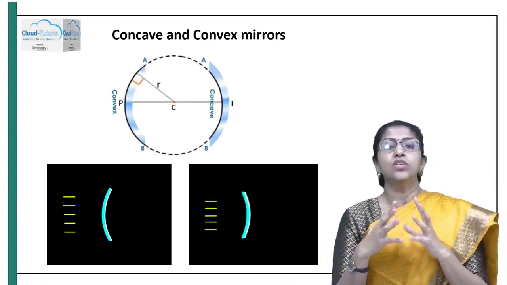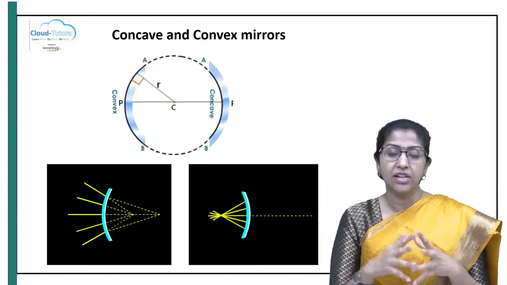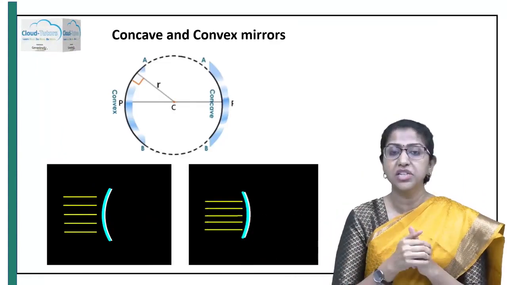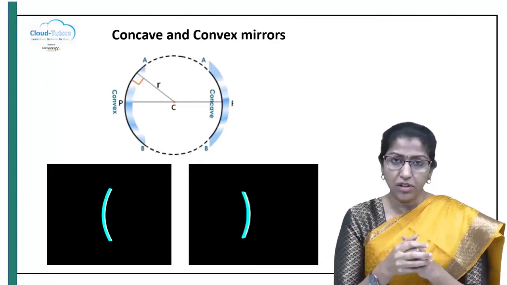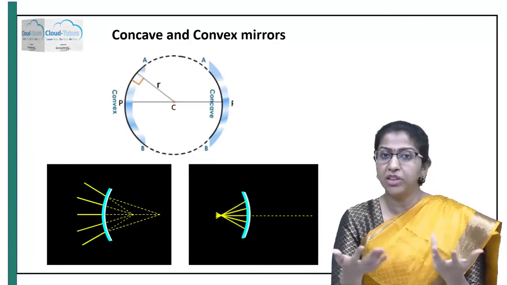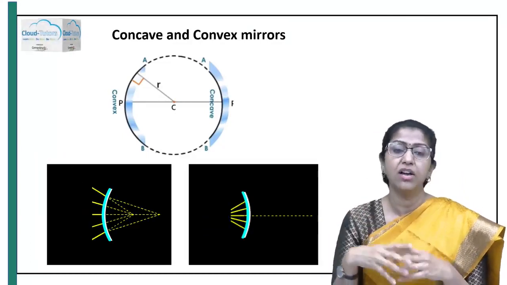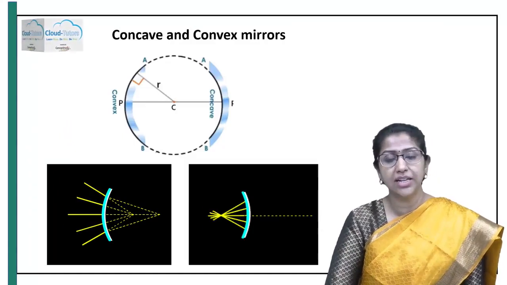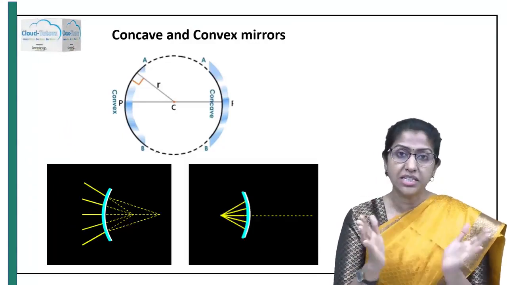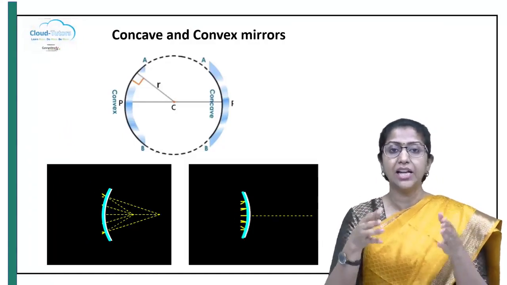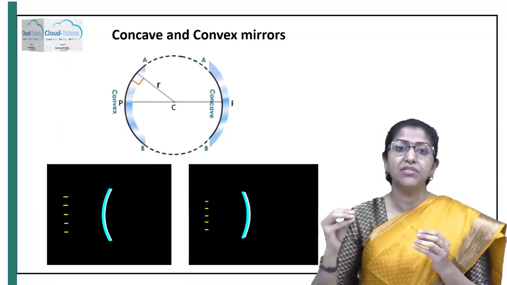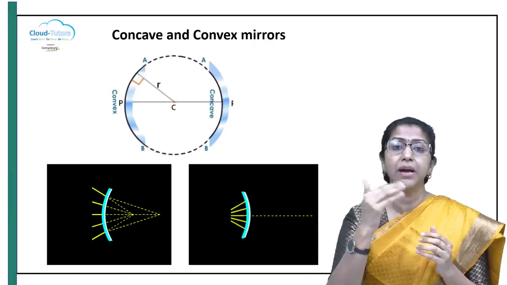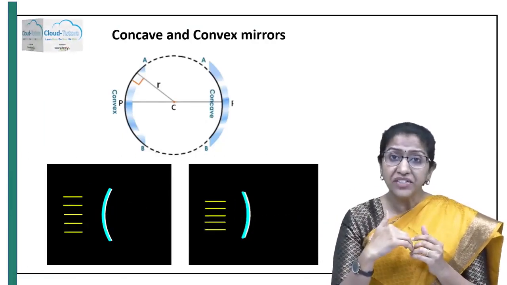Now, when it comes to concave mirror and convex mirror, these two mirrors diverge the light and converge the light, but of course not both of them do both the functions. Concave mirror converges the light, while convex mirror diverges the light. When I say diverges the light, I mean that it looks like it is coming from a particular point behind the mirror. This is done by the convex mirror.